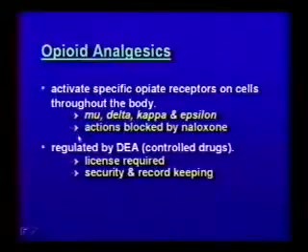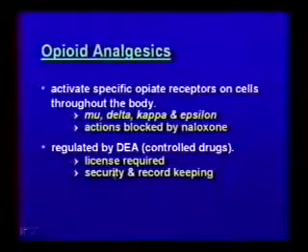These agents, because their action does involve stimulation of receptors in the body, their actions can be blocked by antagonists, such as naloxone. And naloxone is a widely available opiate antagonist for use in animals. One important point to note about the opiates is that these agents are controlled drugs. That is, they are regulated. Their use, their distribution and handling is regulated by the Drug Enforcement Agency, or the DEA.